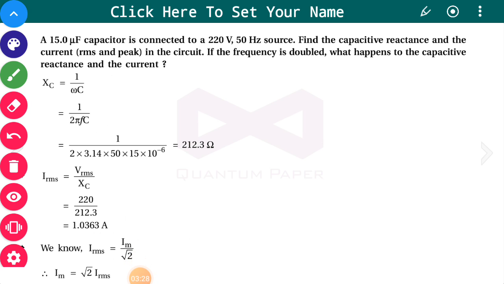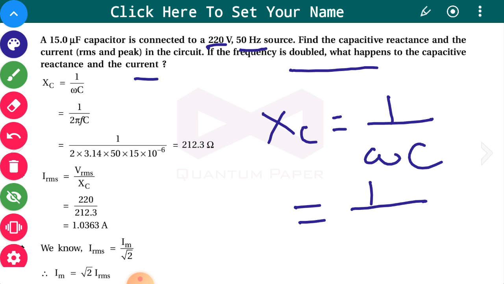Now, a 15 microfarad capacitor is connected to a 220 volt, 50 Hz source. Whenever this kind of voltage is given, these voltages are Vrms. Just remember that the voltage which is given is always Vrms. 50 Hz is the frequency. Find the capacitive reactance. Then if the frequency is doubled, what happens to the capacitive reactance and the current? Now see, it's very easy. Again, Xc is equal to 1 upon omega C, that is 1 upon 2 pi nu into C. We just have to place the values and get the answer.